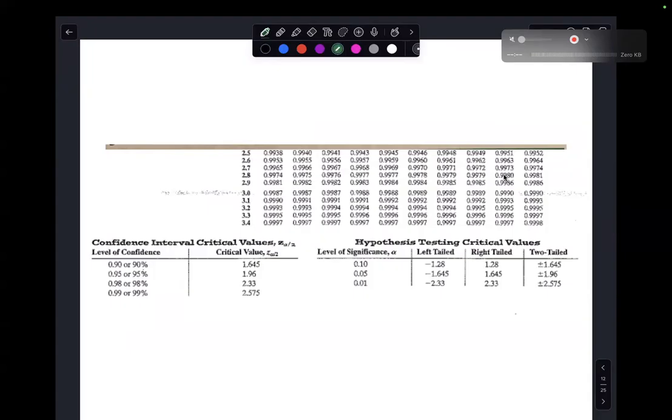Now, for example, let's say that I was doing a confidence interval and it wanted something weird like 85%. Let's say that it wants an 85% confidence interval. I don't have that. It doesn't give it to me. So I'm going to have to use inverse norm. So I take 1 minus 0.85. This is going to give me 0.15.